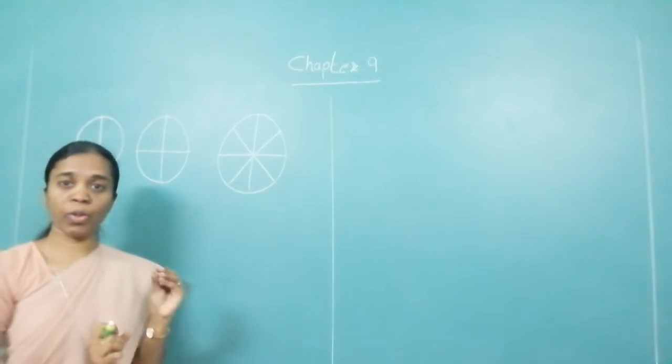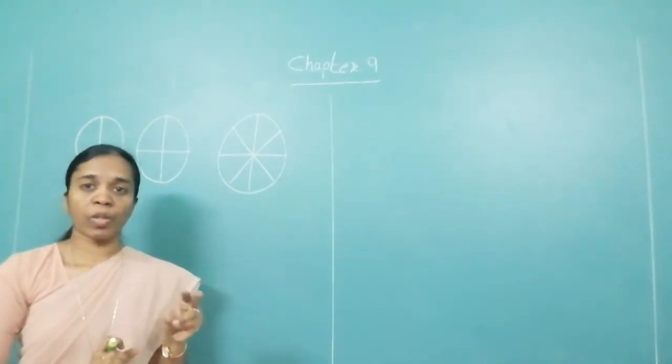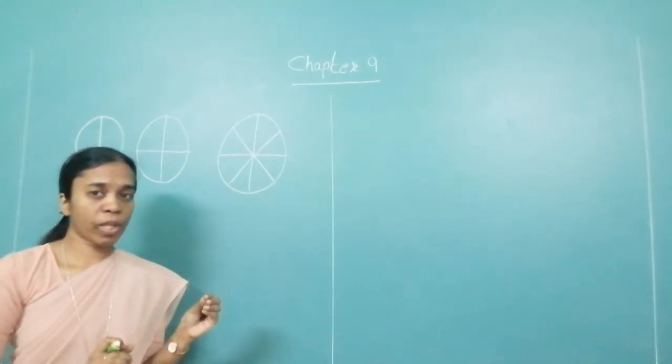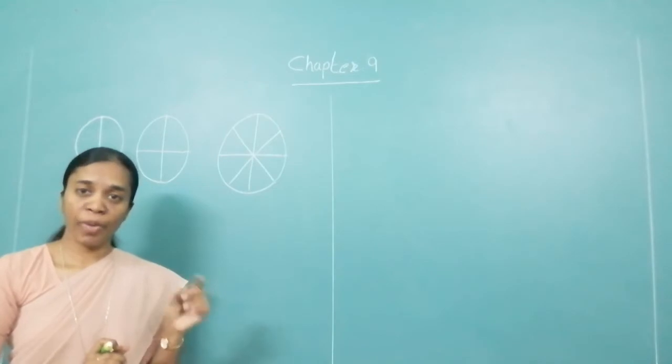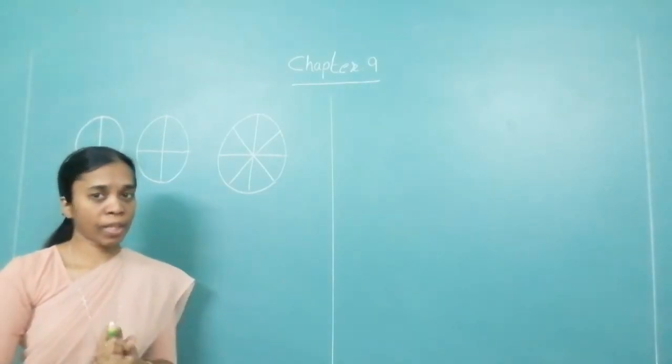I repeat, we are going to write the ratio. What is ratio? Comparing two given quantities. Now which are the two quantities that we are looking at over here? The number of diameters to the number of parts that have been created.